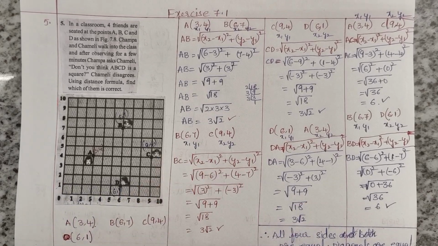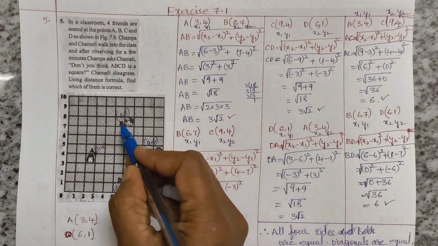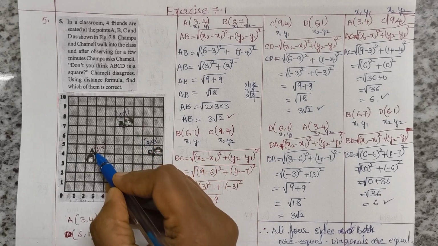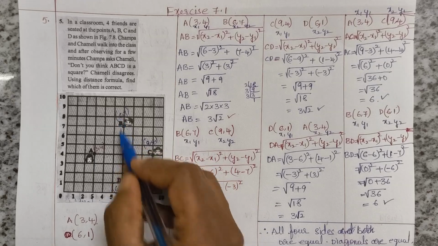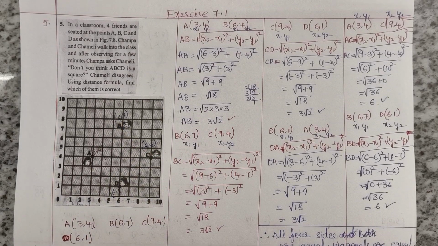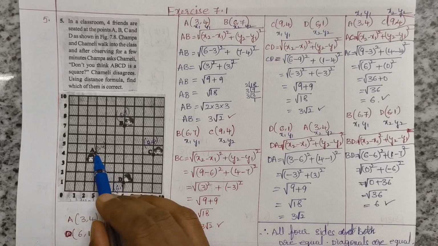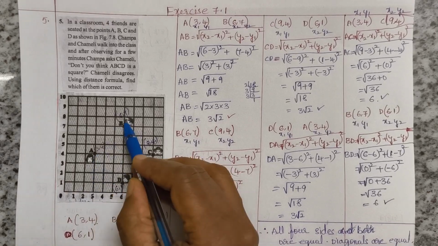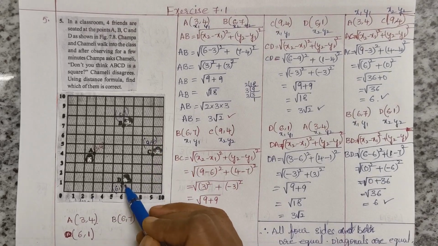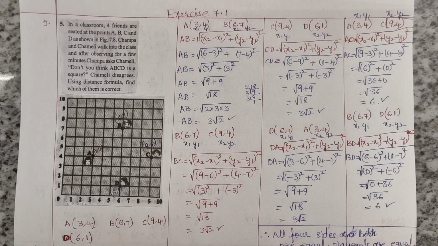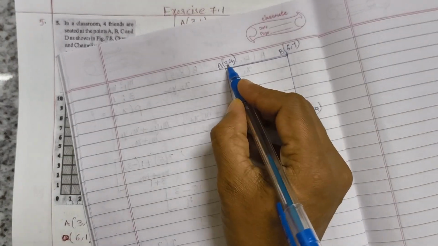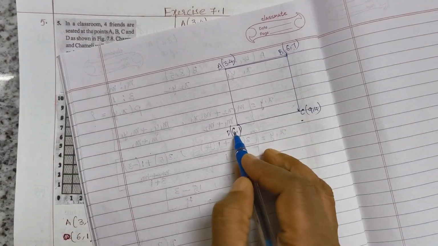So first you have to write the coordinates. Then find the AB distance, BC distance, CD distance and DA distance. Next, find the diagonals AC and BD distances, and we will find whether it is a square or not. See here, I have written A coordinates 3, 4, B coordinates 6, 7, C coordinates 9, 4, D coordinates 6, 1. Slowly we will solve the answer. I will explain step by step.